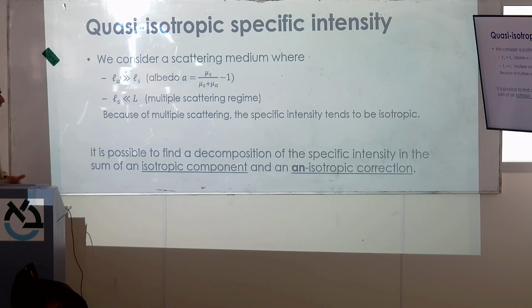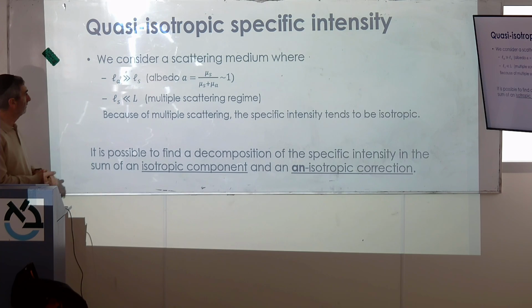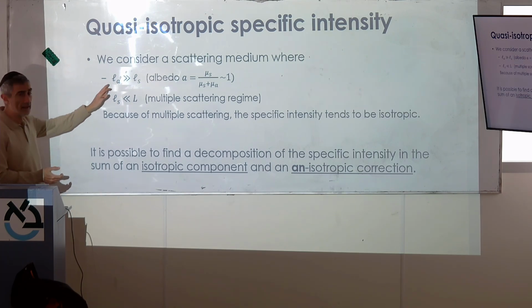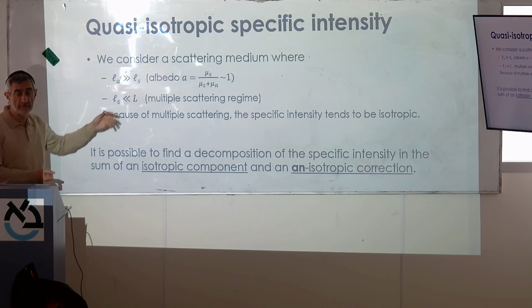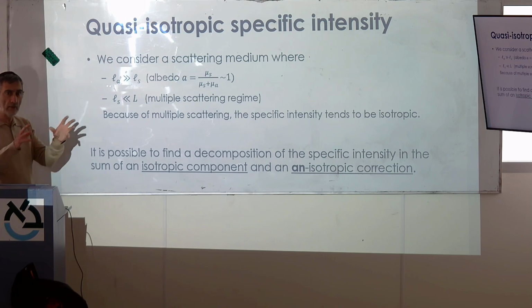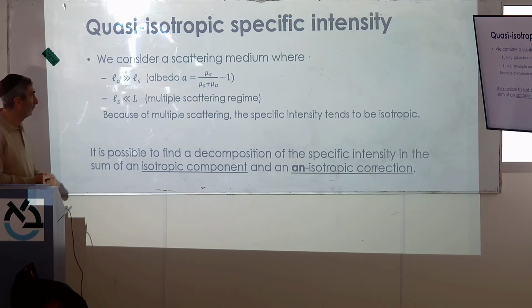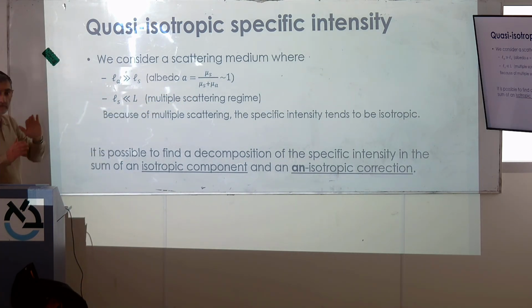So that's the condition first. We consider a scattering medium, and those are the conditions that we want to be in. First condition, let's assume that absorption is negligible. When I say that LA is much larger than LS, it means that what dominates is scattering, not absorption. So I want a medium that scatters the light a lot. That means the albedo is close to 1. So absorption is almost negligible in the system.